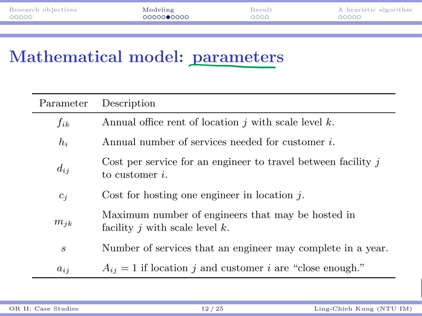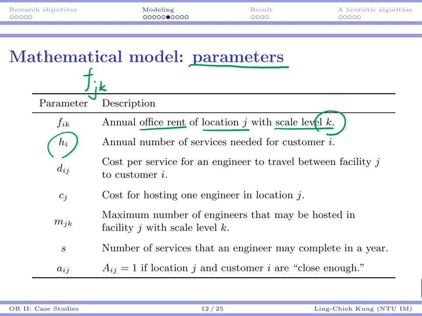Now we are ready to describe more information that we need for building our model. Let's say f_jk, I'm sorry. So f_jk is the annual office rent for building a facility at location j with scale level k. You may expect that at different locations, the typical office rent is different. And if you need a larger space, then you need to pay more. So that's why here your f has 2 indexes. The office rent is different from location to location, and from scale level to scale level.